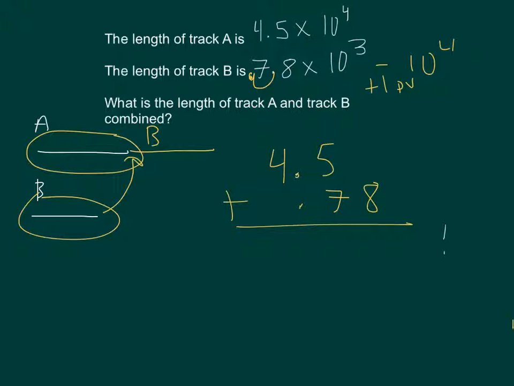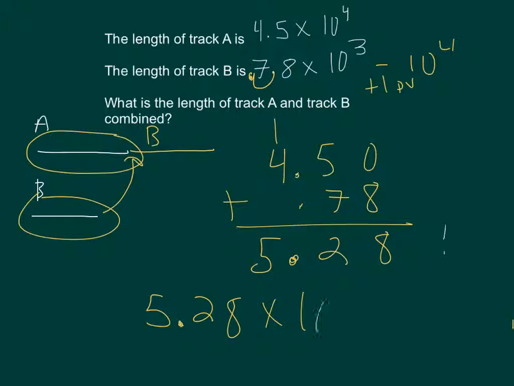And I can line up my decimal points. And I am adding because I'm looking for the length combined. 0 plus 8 is 8. 5 plus 7 is 12. 1 plus 4 is 5. I got 5.28 times 10 to the fourth power.